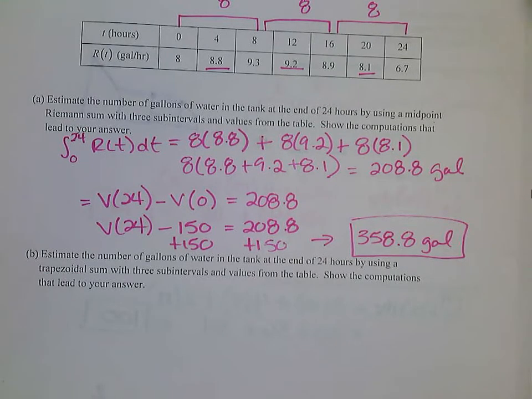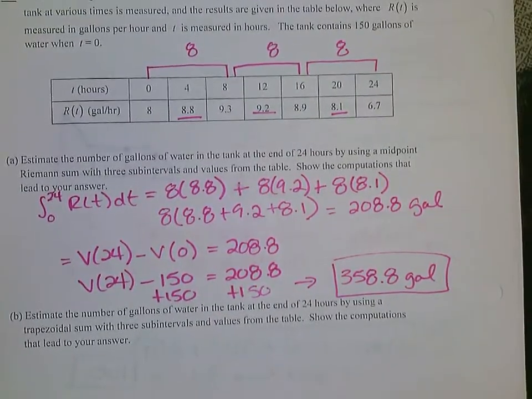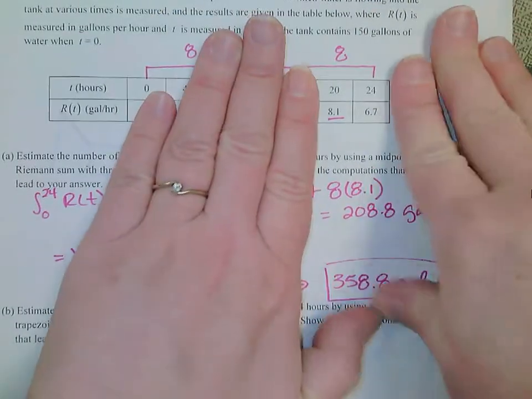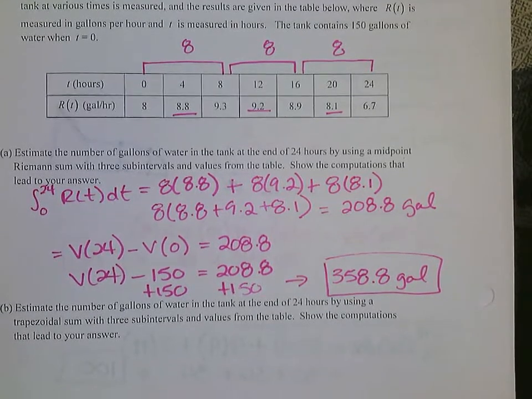Thank you. Okay. In part B, we're supposed to estimate the number of gallons of water at the end of 24 hours by taking a trapezoidal sum with 3 subintervals and values from the table. Show computations that lead to your answer. I do want to point something out here. There's nothing that says that we have to use these same subintervals. So I'm going to use the same subintervals, the 3 equal width subintervals, but you don't have to. I could have gone 0 to 4, 8 to 16, 20 to 24 and done a trapezoidal sum if I wanted to. Since they didn't say 3 equal subintervals, there's several ways that we could have done this, but I'm going to stick with the subintervals that we have already.